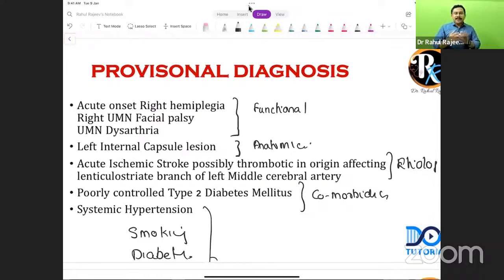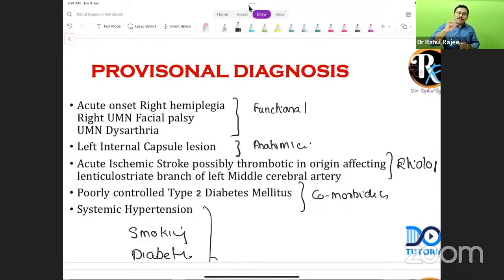I know that many of the students here might be attending a coaching class as well. There also you might have heard CVA right hemiplegia. Please remember, with no disrespect to anyone, they may not actually be teaching clinicians. They will be reading a textbook. They will not be seeing patients. My point is always clear: how can someone who doesn't see patients teach you clinical medicine? Medicine is a clinical subject.